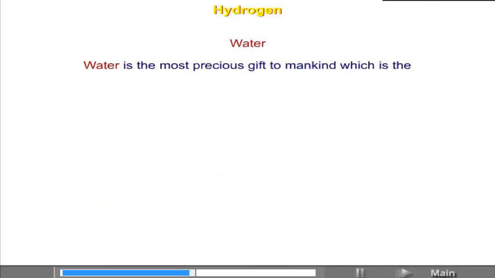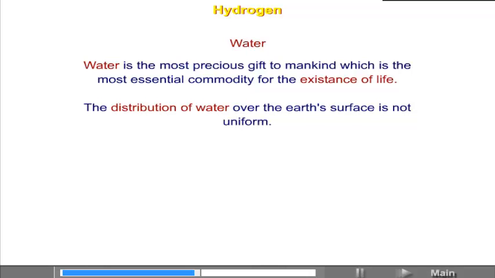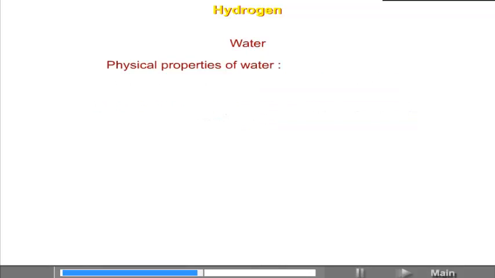Water. Water is the most precious gift to mankind, which is the most essential commodity for the existence of life. The distribution of water over the Earth's surface is not uniform. Physical properties of water. Water is colorless, tasteless liquid.